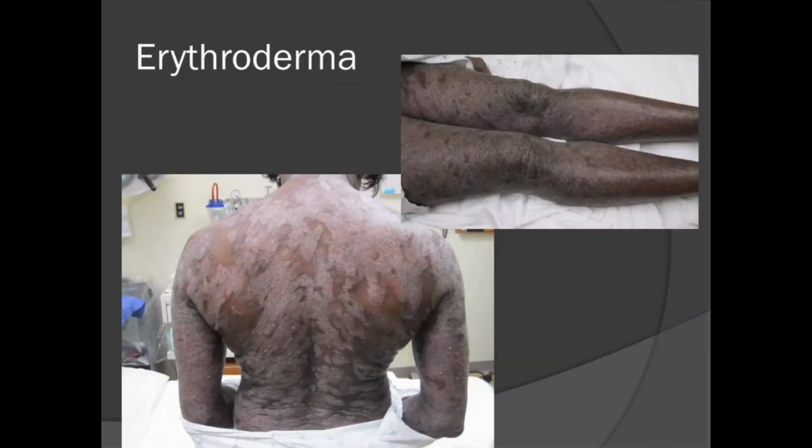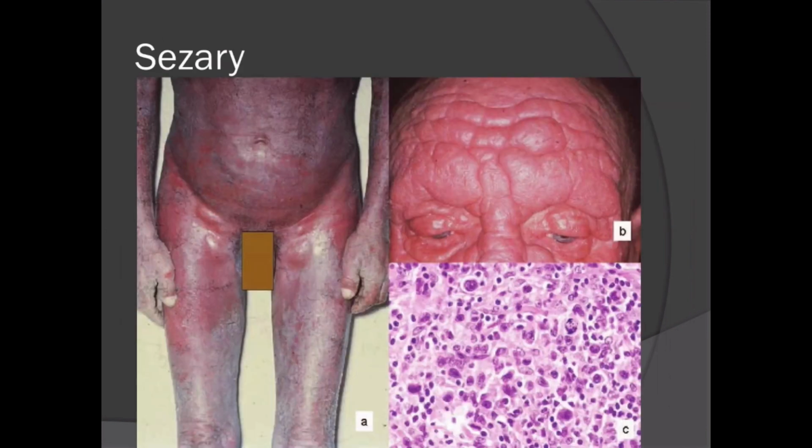This is a patient with erythroderma, which is defined as greater than 85% of the skin being involved with skin lesions. And this is the classic triad that defines Sézary, which includes a large burden of abnormal lymphocytes in the bloodstream, obvious lymphadenopathy or lymphatic involvement, and erythroderma, which means that the skin is bright red from head to toe.